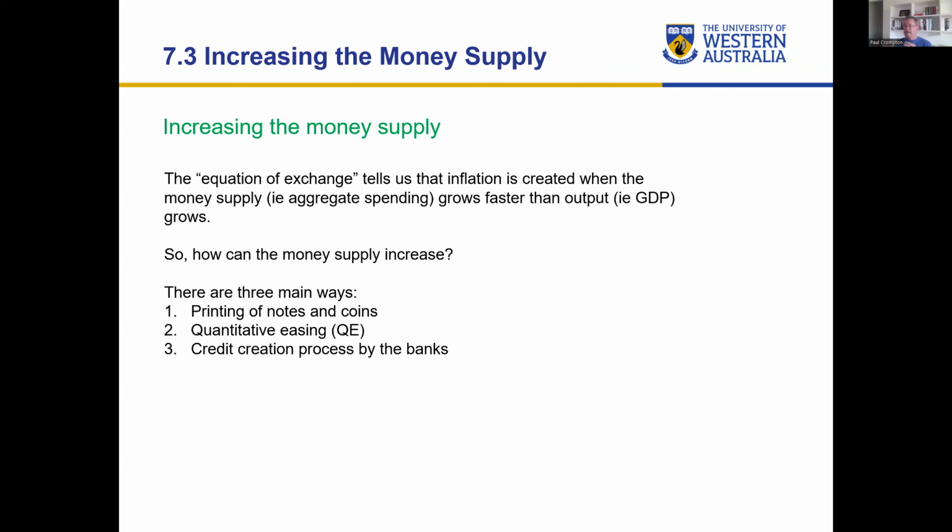Numbers 1 and 2 are controlled by the central bank. Number 3 is controlled by the commercial banks. Like commercial banks, I mean ANZ, Westpac, that sort of thing. So to understand what's going on here, let's have a look at this credit creation process and how it works.